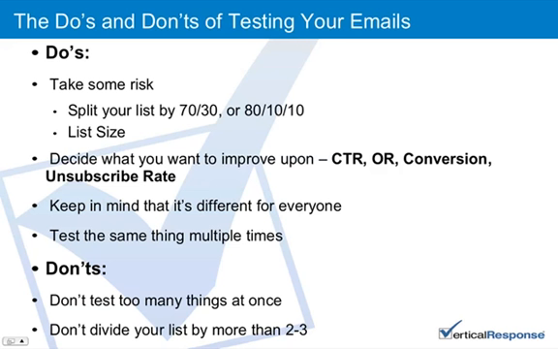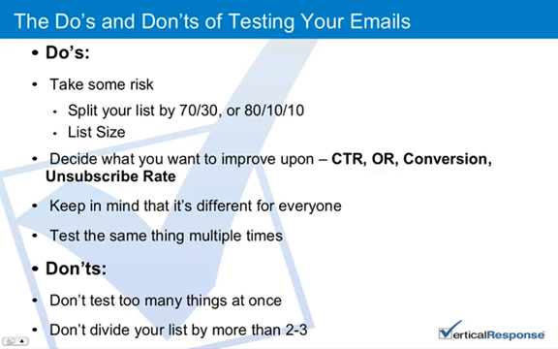Also, there's list size to keep in mind. You want to make sure your list is big enough to test. If you're splitting it three ways at 80, 10, 10, and your list is only 100 emails, that might not yield a big enough population to get really good results. So that's something to keep in mind.